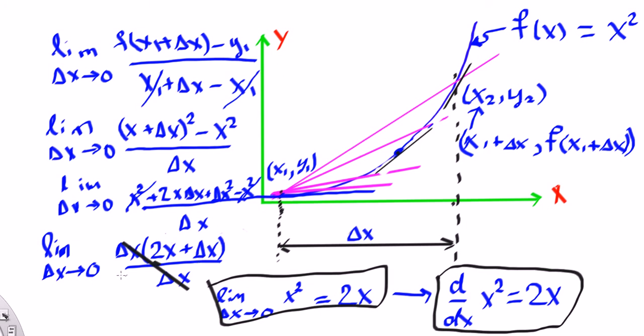And as delta x approaches 0, what happens? Well, it's going to be obviously 0, so we don't care about it anymore. And thus the limit as delta x approaches 0 for the function x squared is 2x. And this is the derivative. Another way of writing a derivative is d/dx, okay, of x squared. So the derivative of the function x squared is 2x.